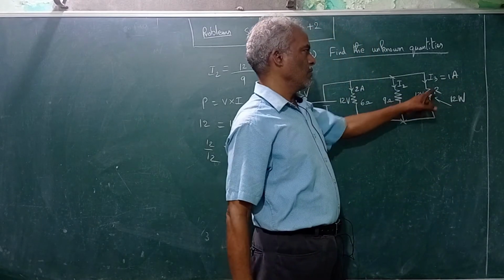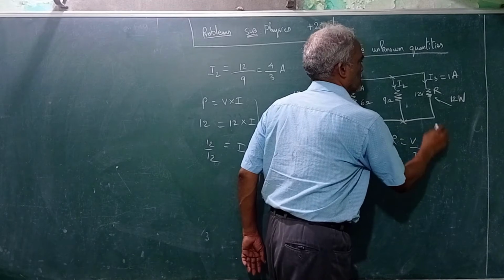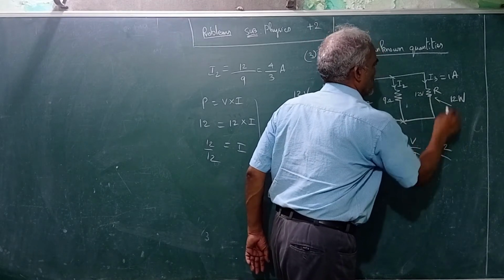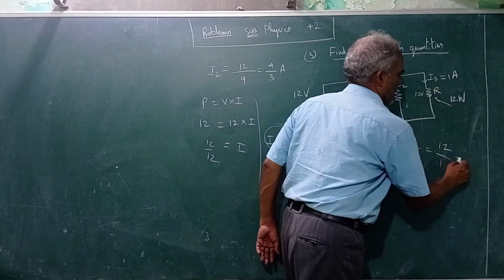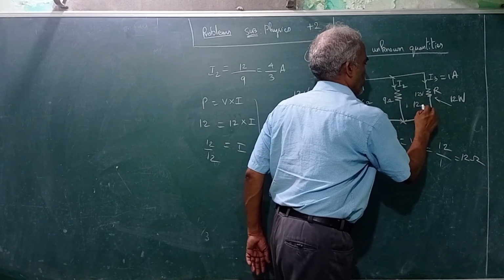Now we want R value. R is equal to what? V by I. Now what is the voltage? 12 volts divided by what is the current? 1 ampere. So that is 12 ohms. So the value of R is 12 ohms.